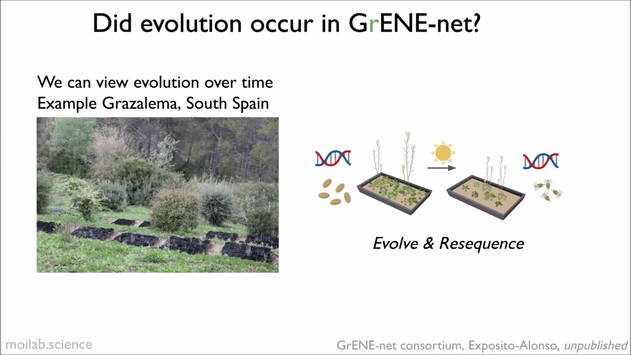So let me take you for a sneak peek into GreenNet. Again, this is just one of the sites of 32 that survived. We have an evolve and resequence experimental design, right? We started with a bunch of seeds that were highly genetically diverse. They experienced some stressors, some outdoor environments that generated fitness differences, right? Like natural selection. And then we sequence the survivors a few generations down the line.